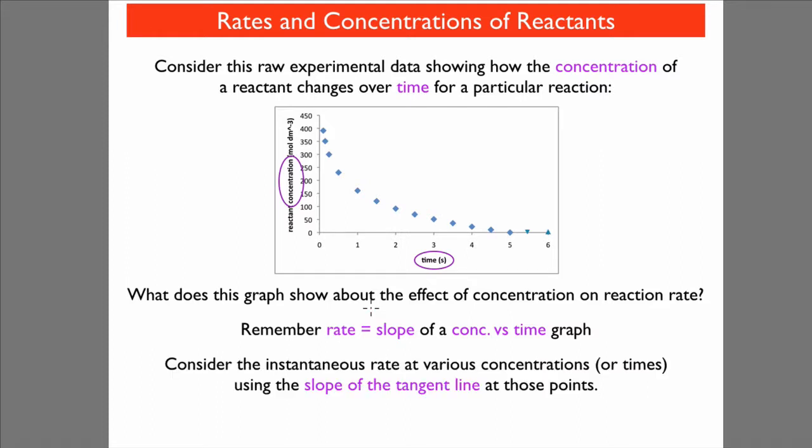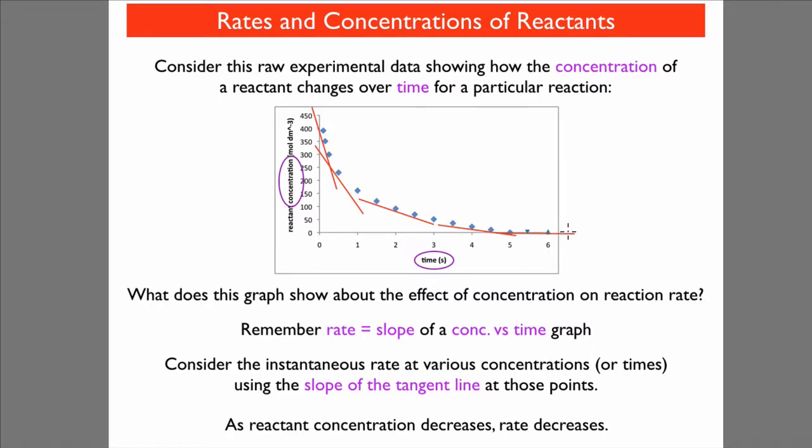So if we consider the instantaneous rate at various concentrations or times, using the slope of the tangent lines at those points, we can see that the slope decreases over the course of the reaction. The rate is decreasing. The slope is becoming less steep. At higher concentrations, the slope is at its greatest. At lower concentrations, it is at its lowest. And so, as reactant concentration decreases, rate decreases.